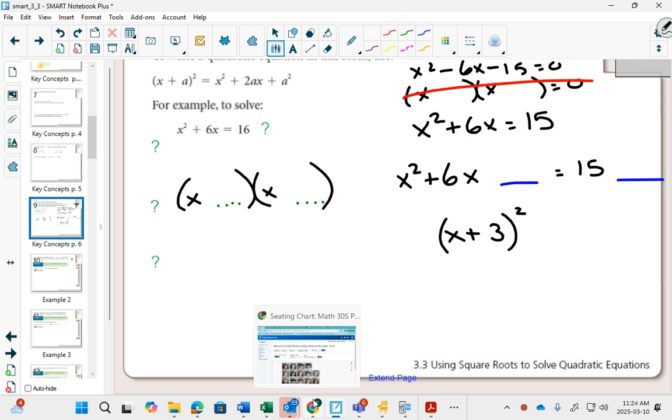It would have to be a 3 and a 3, so that outside and inside make 6. And they'd have to be both positive. And they both have to be the same if we're going to write it as something squared. But I have a problem. The x plus 3 squared is x squared plus 6x, but then it has something else. If you multiply that out, what's your last term going to be? A 9. And we don't have a 9.